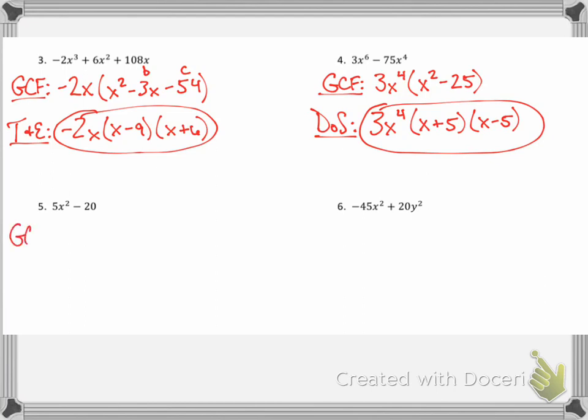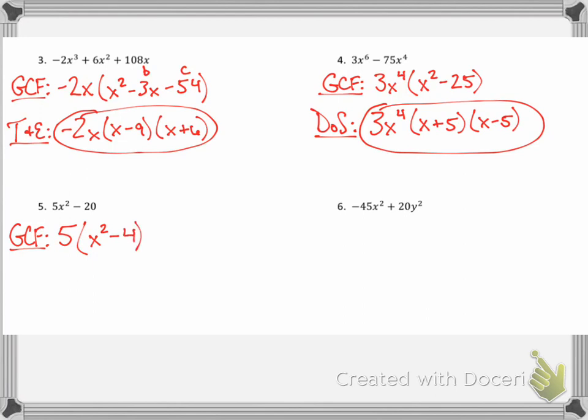So again, number 5, I have a GCF. I can take a 5 out of both terms. There's not a variable in both, so I can't take any variables out, just the 5. If I divide that away, the first term would be x squared. Dividing away from the second term, I have minus 4.